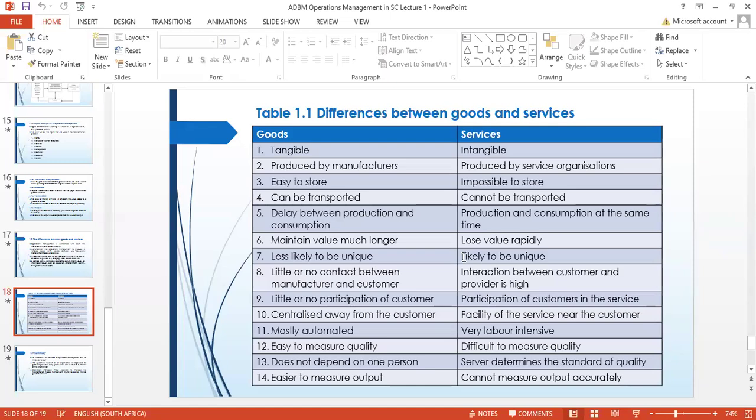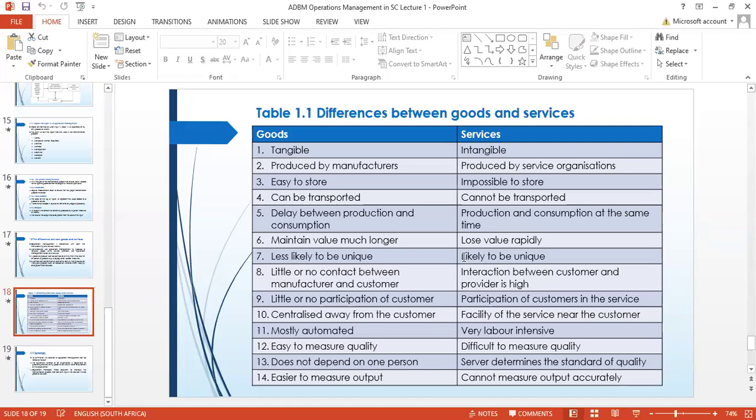Okay. When you talk of an example, Unilever, you're not in contact with Unilever, but you go to ShopRite, you buy a lot of products from Unilever. And then service, interaction between customer and provider is high. The provider of the service. If you go to a hospital, you interact with the providers of the service. Number 9, little or no participation of customer when it's manufacturing of a product, a good, and then services, there is participation of customers in the service.